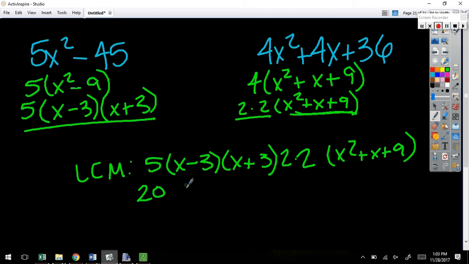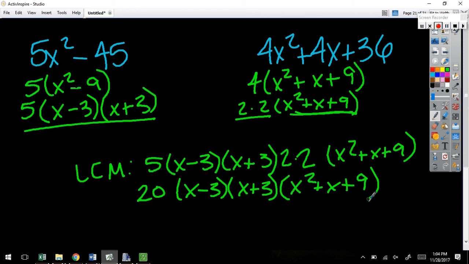20, x minus 3, x plus 3, x squared plus x plus 9. Why isn't it just 2 squared? You could write it that way if you wanted to. All right, does that make sense, finding the least common denominator?